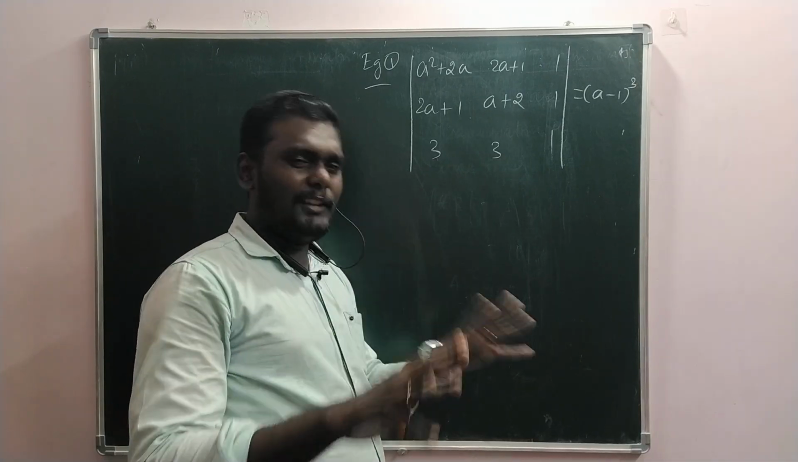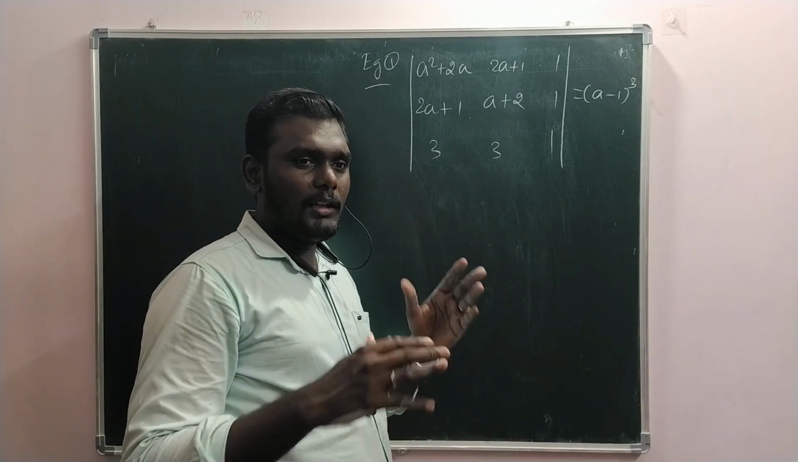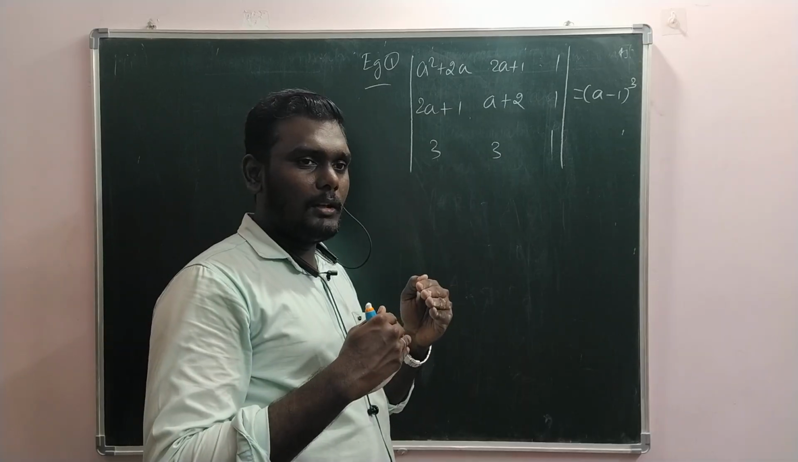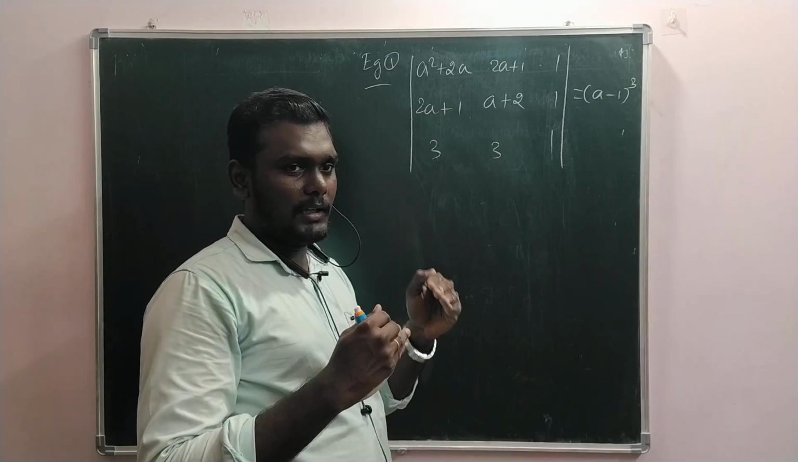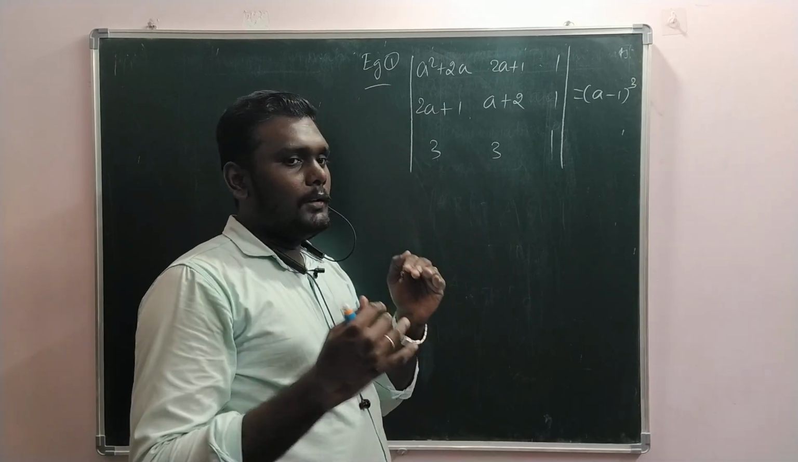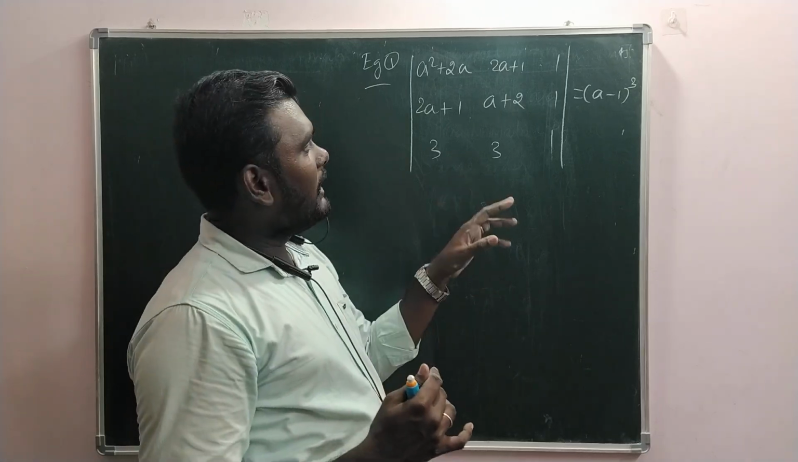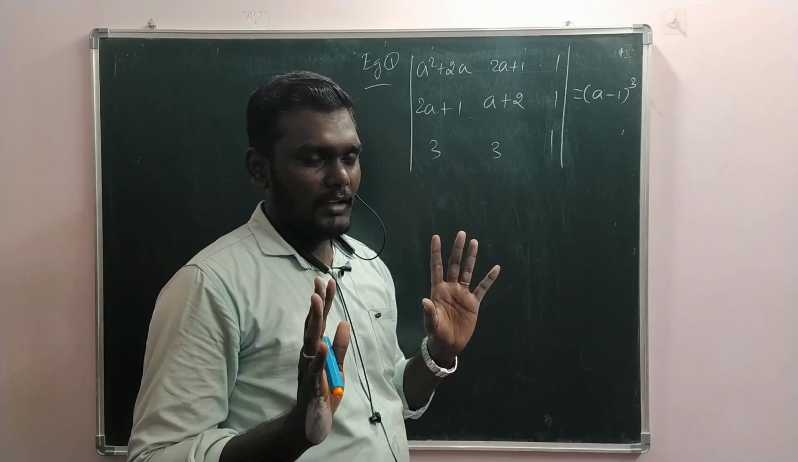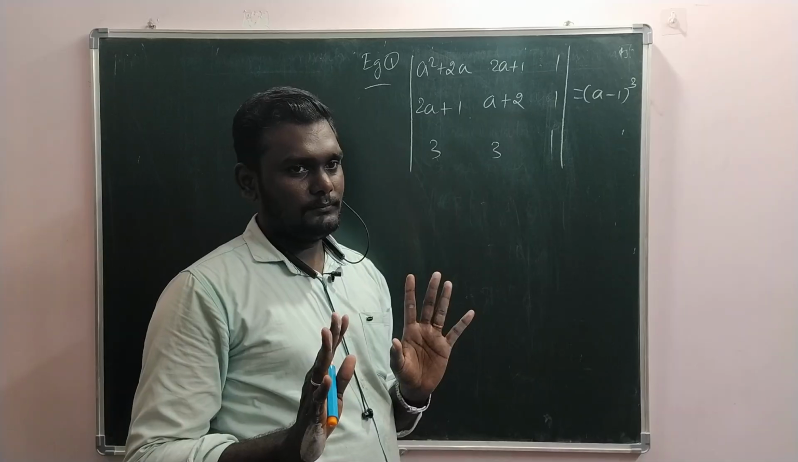If nothing is possible, by using the elementary row operations, like adding one row with the other row, we can make as many zeros as possible in the same row or same column.